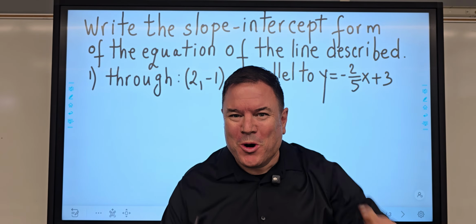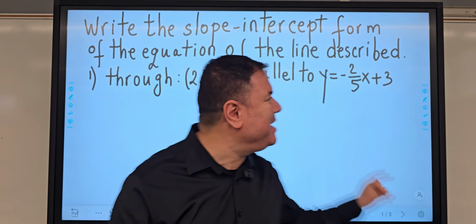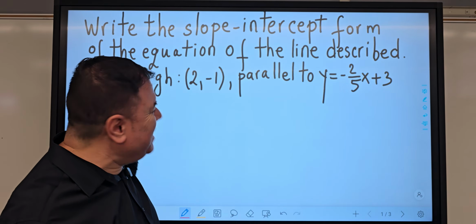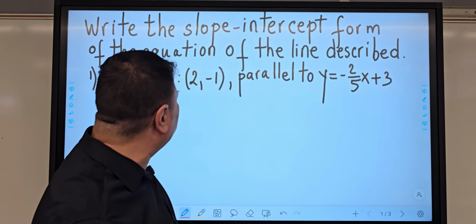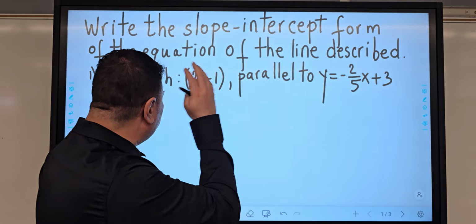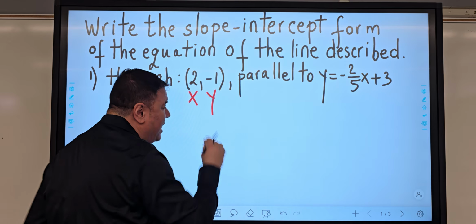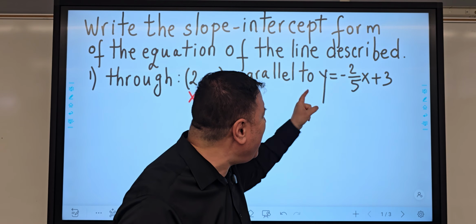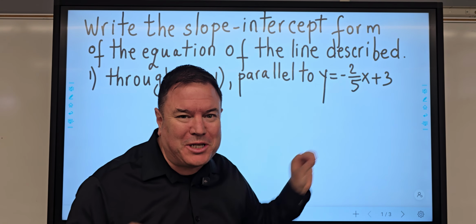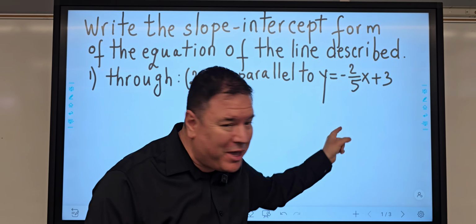Dobrescu. To the rescue. It's an exciting day today because we are going to write the equation of a line in slope-intercept form going through this point (2, -1). This is x and this is y. But in this case, it is parallel to another equation, y equals -2/5x plus 3.